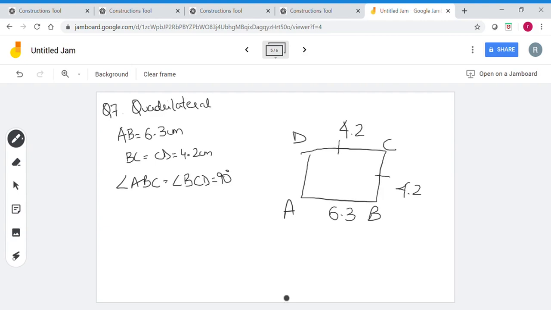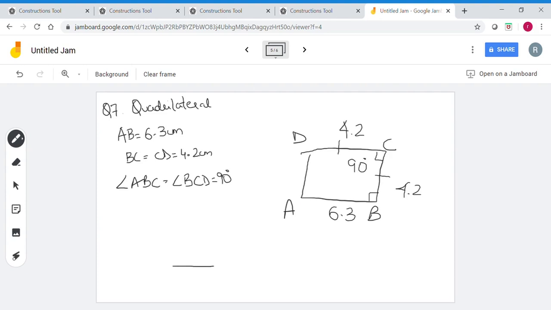Done. Angle ABC is equal to 90 degrees. Angle BCD is equal to 90 degrees. Now let's see which one we should keep as our base. If I keep AB as the base, which is 6.3, at this point I'll make an angle of 90 degrees. Perfect. I know the length 4.2, so I'll make an arc of.